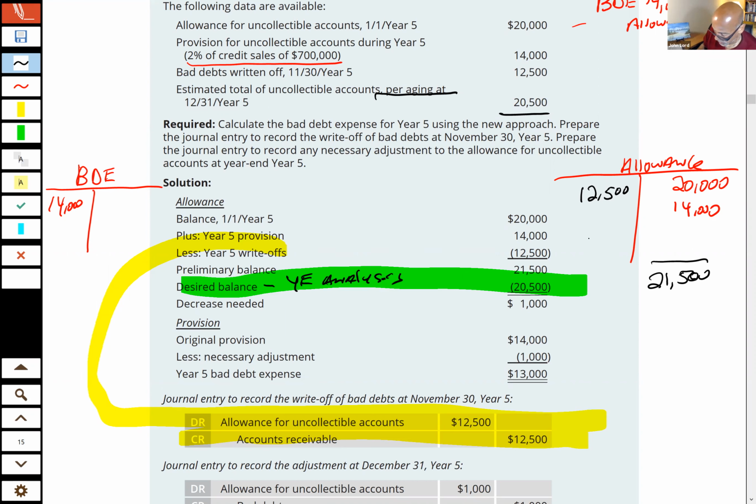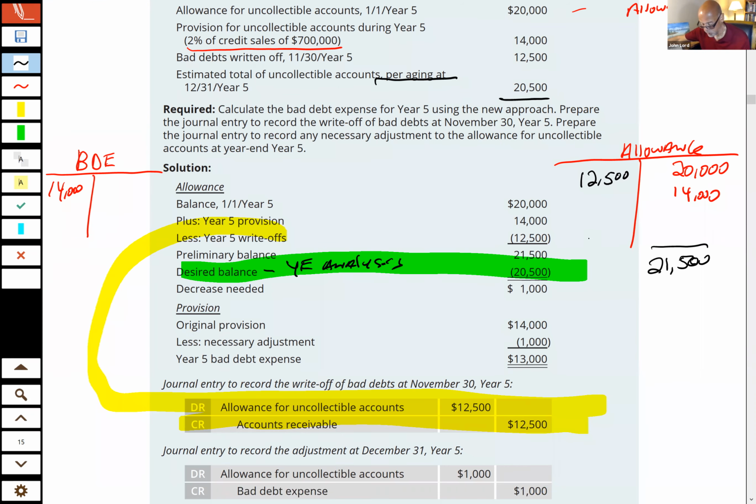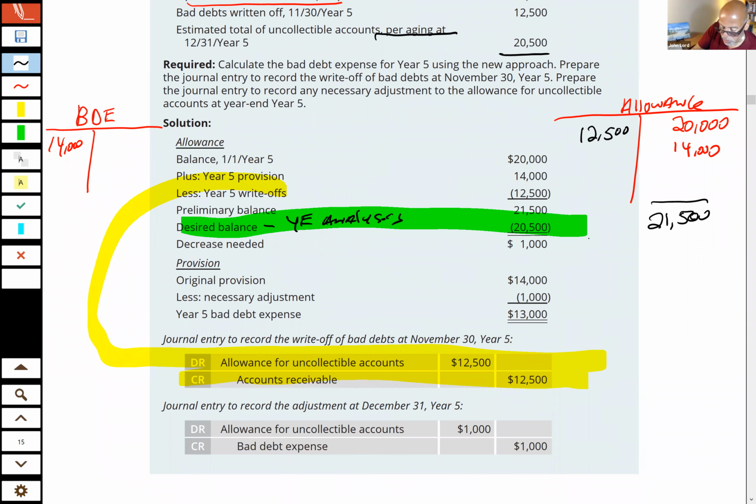So we debit the allowance for 1,000. We credit the bad debt expense for 1,000. When we credit the bad debt expense for 1,000, now it shows 13,000, right? Which is the correct amount. Okay. We made that adjustment. So we debited the allowance, just to make sure I have this complete. And now there's the amount that we want in there, which is what? 20,500.